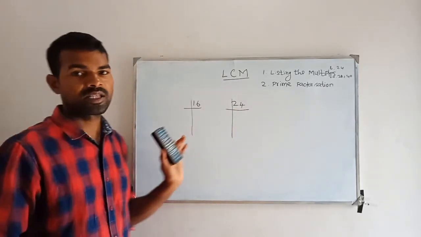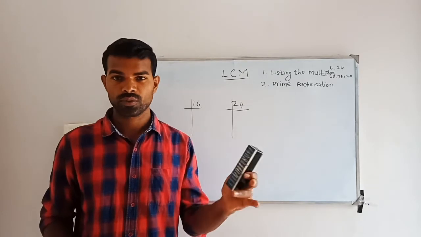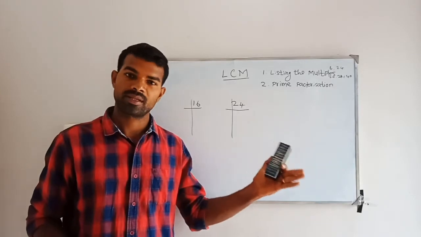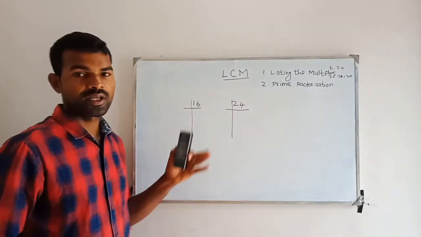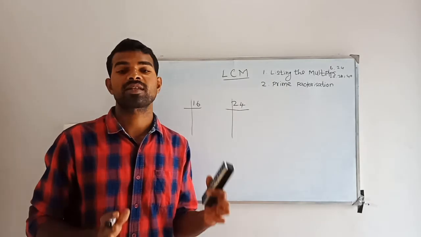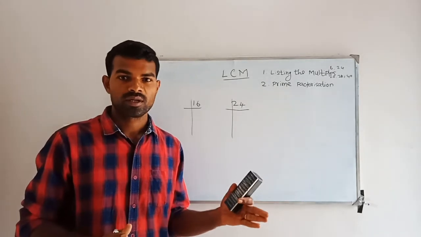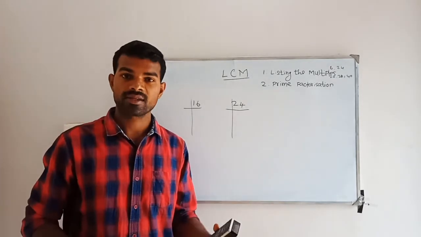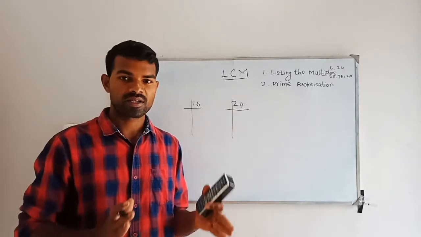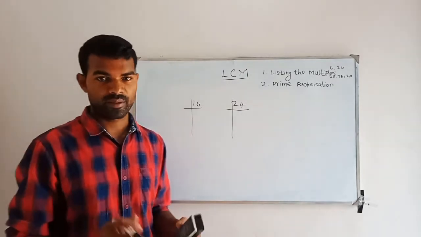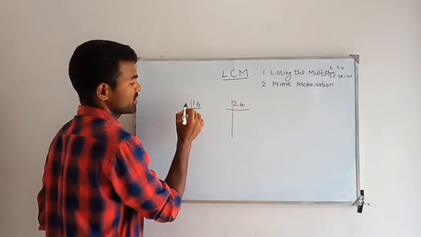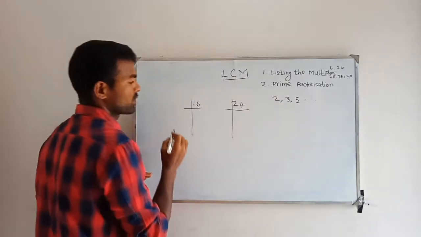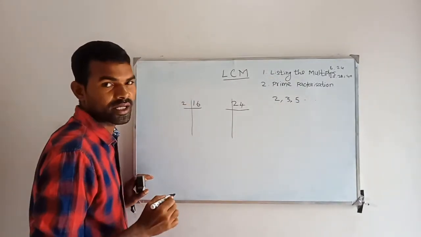So how will we find the prime factors? We know the prime numbers 2, 3, 5, 7, 11, 13, like this the numbers go. First you divide by the smallest prime number. Which is the smallest prime number? 2. Start dividing by 2. If 2 is not dividing, then go to 3. If 3 is not dividing, then go to 5. First you have to start from the smallest prime number. So divide by 2 first.